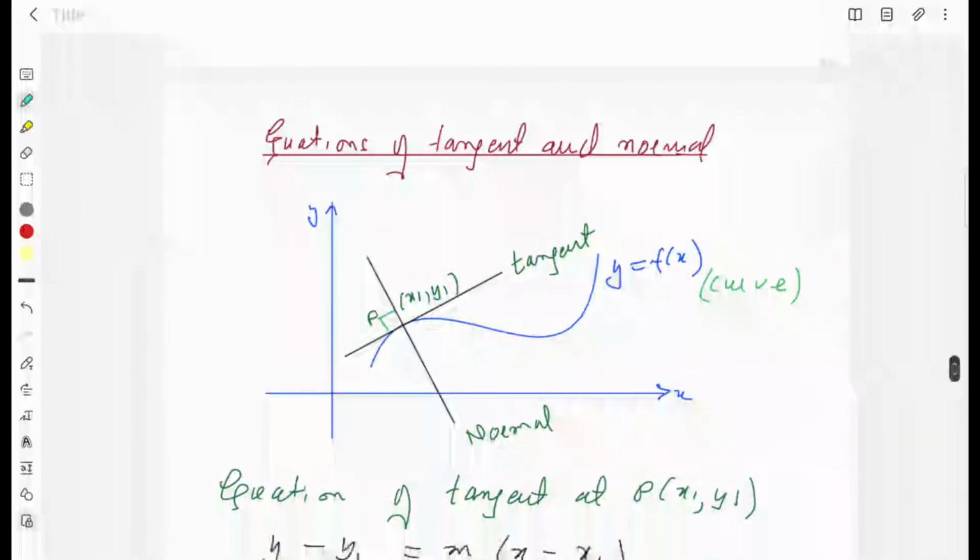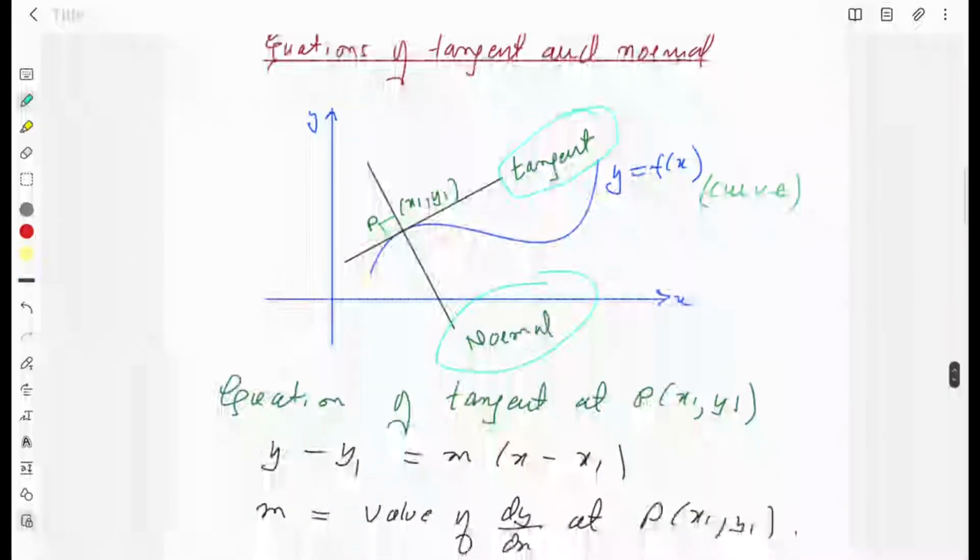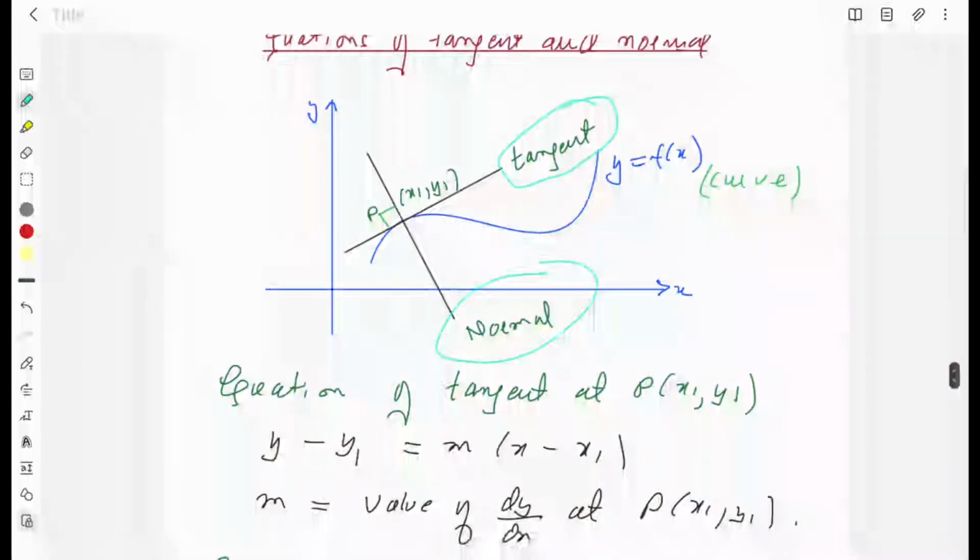Now equation of tangent and normal. A tangent is a line which touches a curve at one point, and a normal is a straight line which is 90 degrees to the tangent. In this blue curve, I am taking a particular point P, coordinates (x1, y1), and I am showing you the equation of the tangent. The equation of the tangent is simply the equation of a straight line. So at point P (x1, y1), the equation of the tangent is y minus y1 equals m times (x minus x1), where m is the value of dy by dx. The value of dy by dx, you always get a number since you are specifying a particular value of x, so you will not get a function, you will get a value.